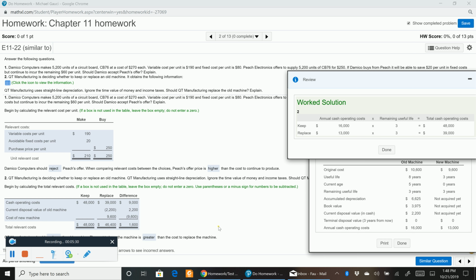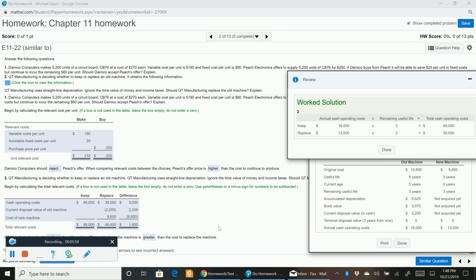They make 5,200 units of a certain circuit board called CB76, which is irrelevant, the name of it anyway. And we make them, and our internal cost is $270 each. Now that $270 each is broken down between variable cost of $190 and fixed cost of $80. So we're making it internally for $270.